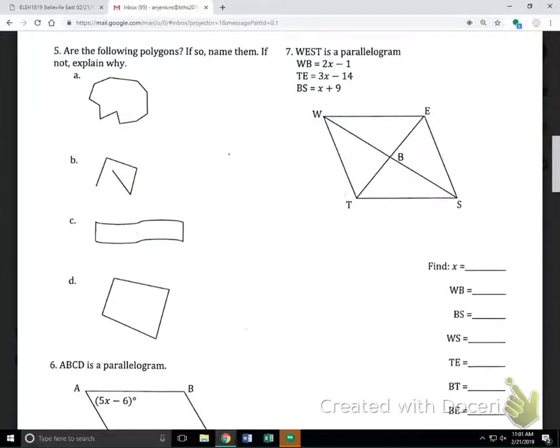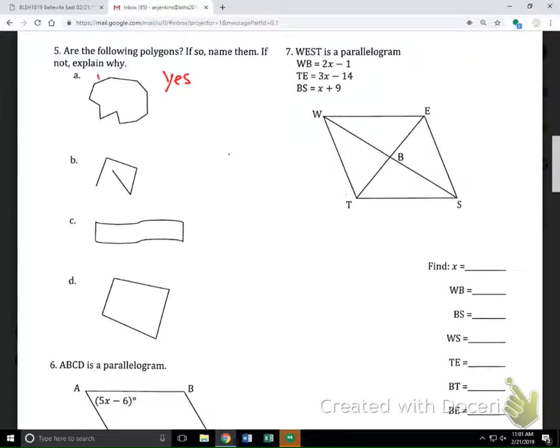Here, our first one. Is it a polygon? Are the sides segments? Do you have anything that is not a straight line? No. On number 1, they're all formed by segments. Is it open? No. And then our second question is, do those segments overlap at all? Nope. So we know this is a polygon. Yes, so this is A. And it says, if so, name it.